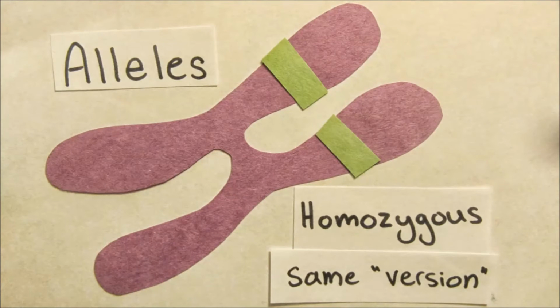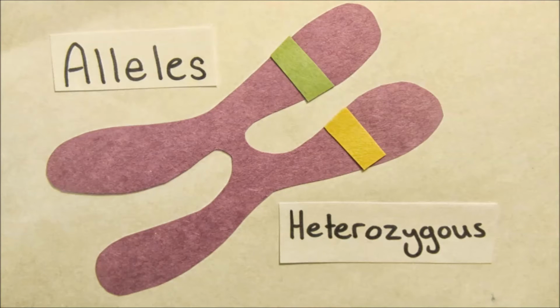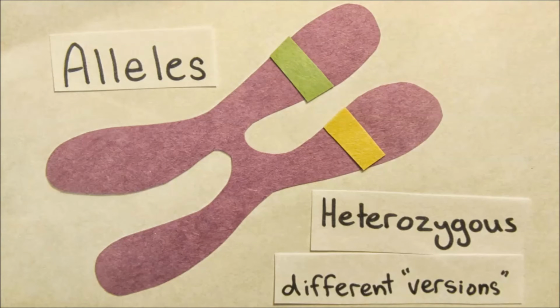Homozygous alleles are when they are the same version. For example, they both code for a green pea, or they both code for a yellow pea. Heterozygous alleles are when the pea color gene is expressed differently on the 2 chromatids.